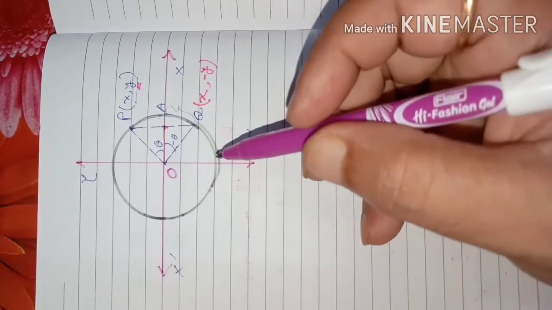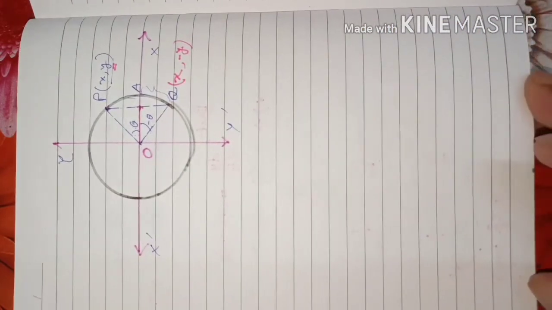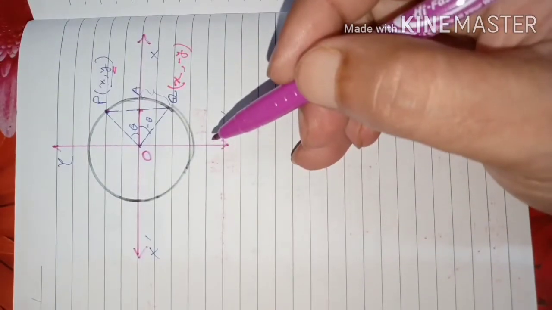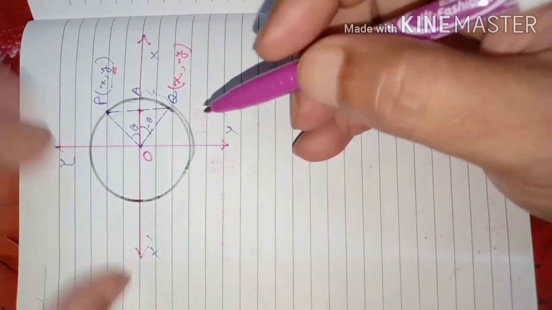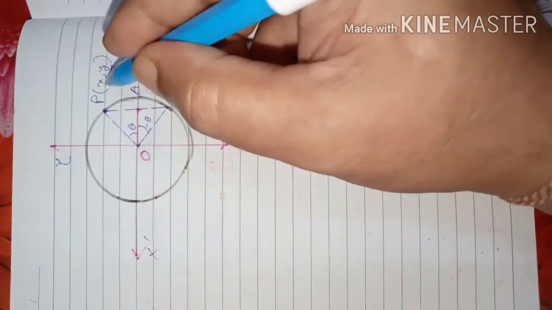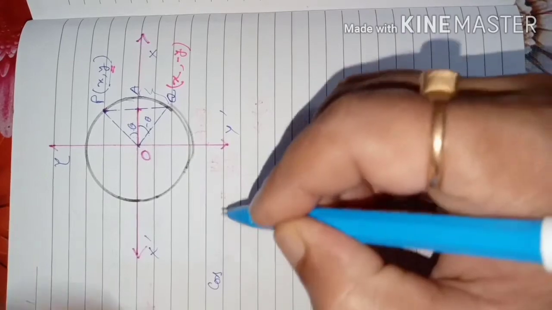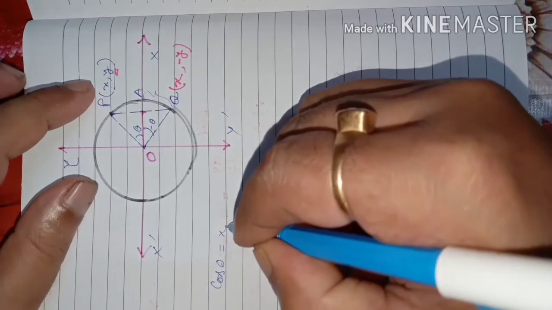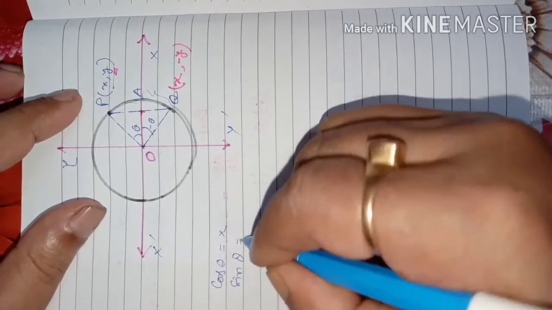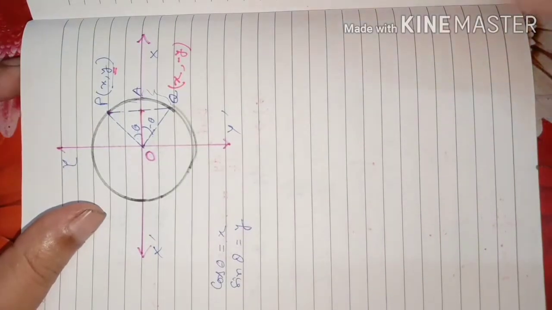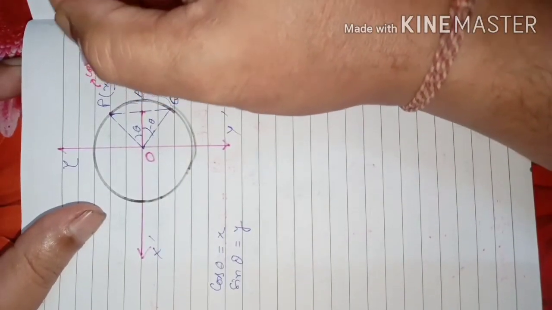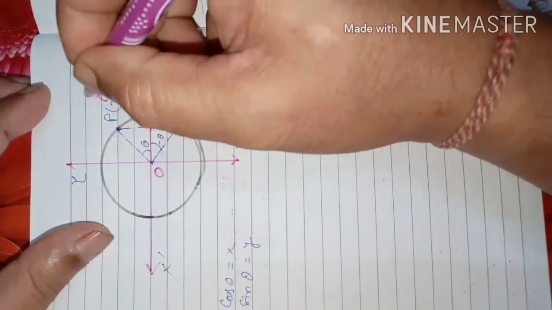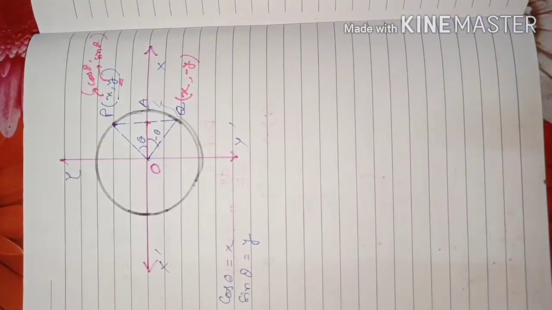Now dear students, as we have studied in the previous class, all these points can be denoted using cos and sine trigonometric ratios. So you see, what does this x stand for? That is cos of the angle theta. Cos theta is equal to x, and sine theta is equal to y. This is the value of cos theta, and this is the value of sine theta.